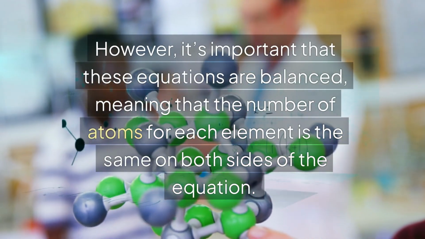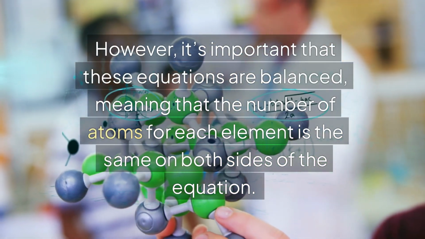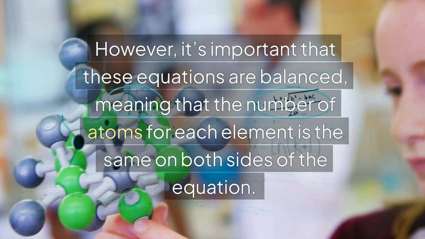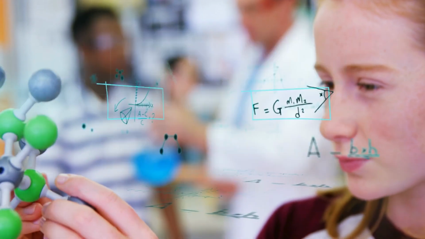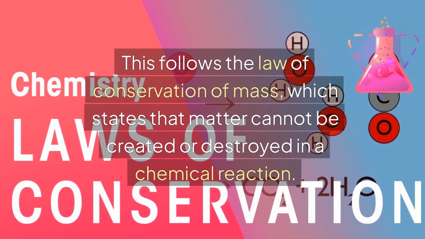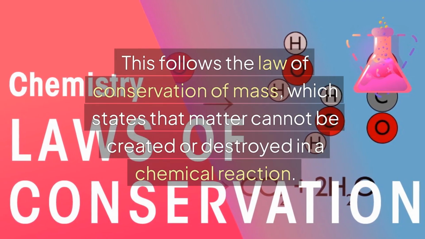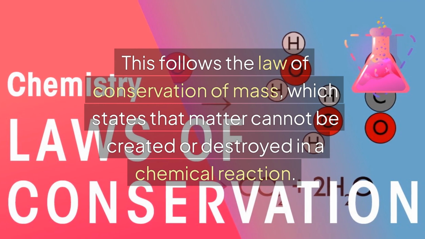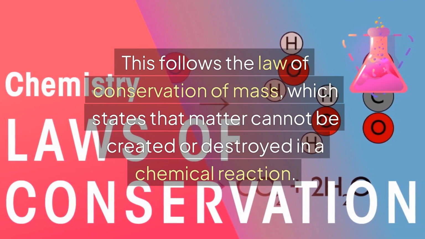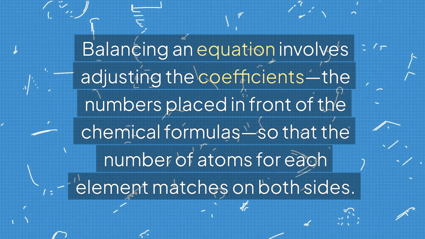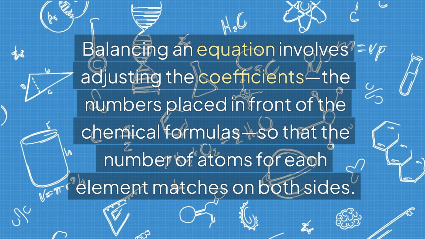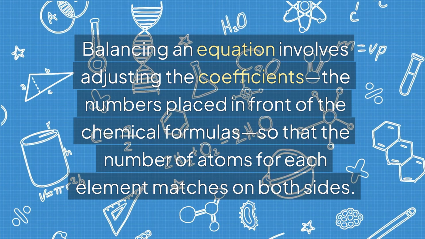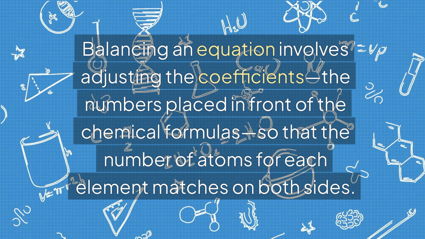However, it's important that these equations are balanced, meaning that the number of atoms for each element is the same on both sides of the equation. This follows the law of conservation of mass, which states that matter cannot be created or destroyed in a chemical reaction. Balancing an equation involves adjusting the coefficients, the numbers placed in front of the chemical formulas, so that the number of atoms for each element matches on both sides.